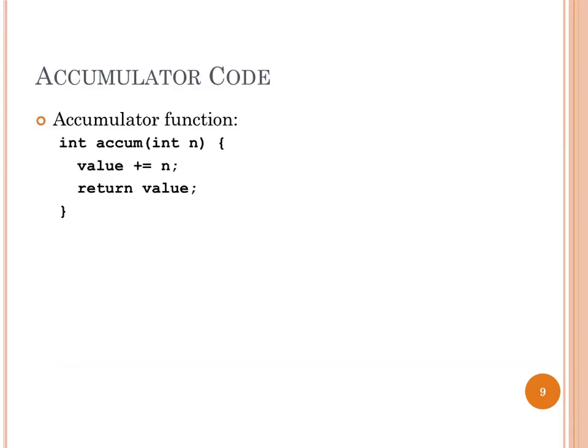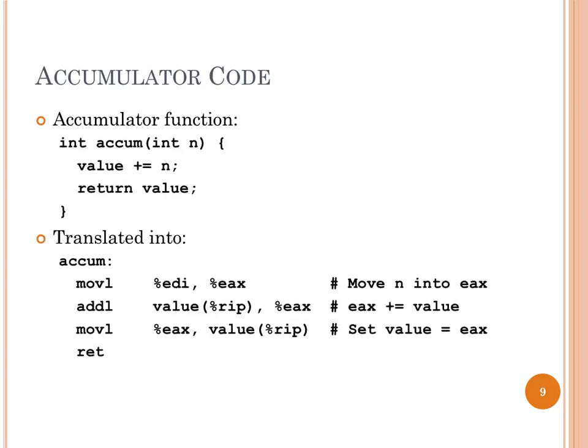So here is int accum. How much simpler could it get? In fact, we just returned the new value to make it more interesting. So this would translate into this assembly code. It looks like I was correct. RDI is the first argument. So notice we pull EDI into EAX.